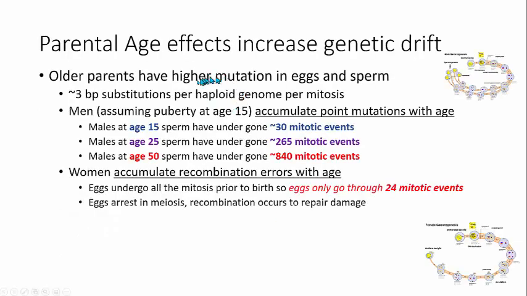Spontaneous mutations are very high in older parents, but there's a difference in the kinds of spontaneous mutations depending upon which parent is giving the mutation. In men, the most common type of mutation that accumulates and they pass on to their children are point mutations, and in women they are recombinatory errors.